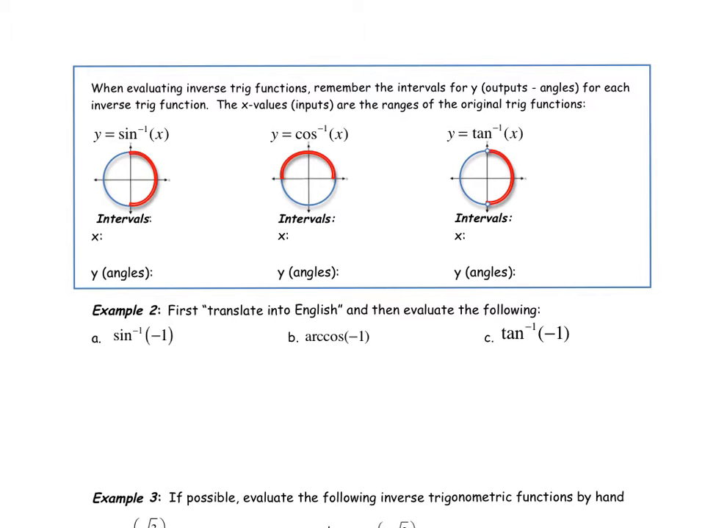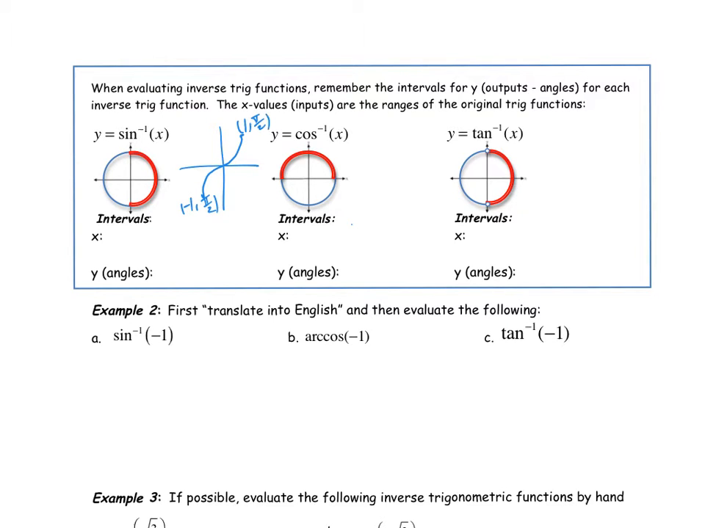In note 6.6, examples 2 and 3, we're going to evaluate inverse trig functions by hand. In order to do that, I want to highlight the intervals for the outputs for each of the 3 inverse trig functions that we're studying. Sine inverse, cosine inverse, and tangent inverse. So for sine inverse x, I'm going to make a little sketch here. It looks like this.